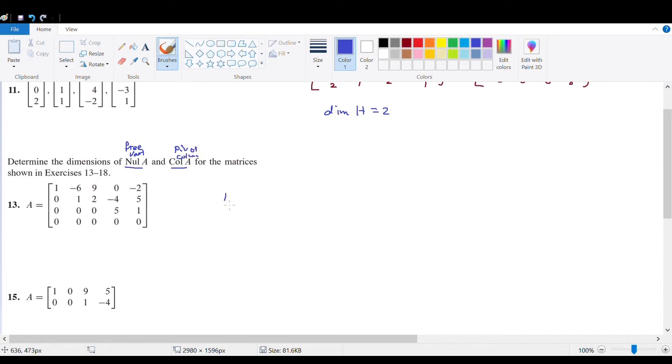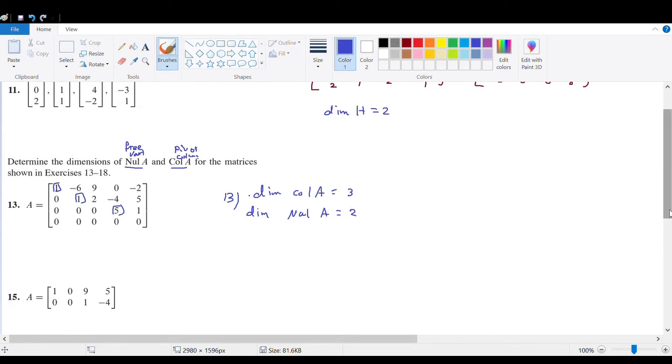So in 13, the number of pivot columns: we have a pivot in the first one, in the second one, in the third one. So the dimension of Col A is equal to 3. Then the dimension of Nul A is the number of free variables, which is, we have this one free variable, so it is equal to 1.